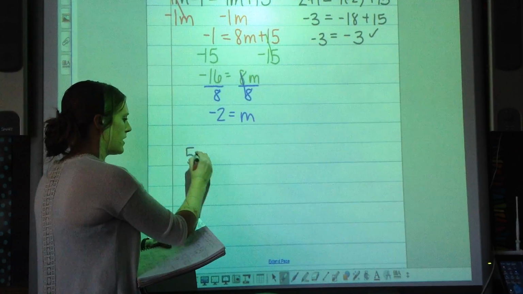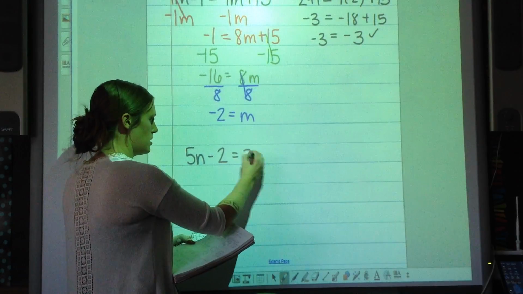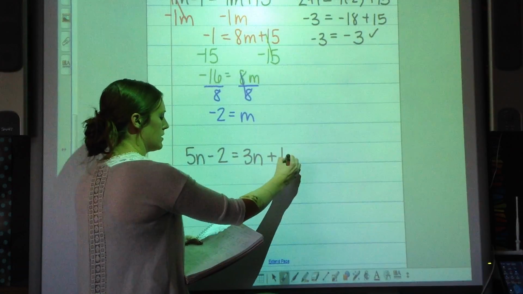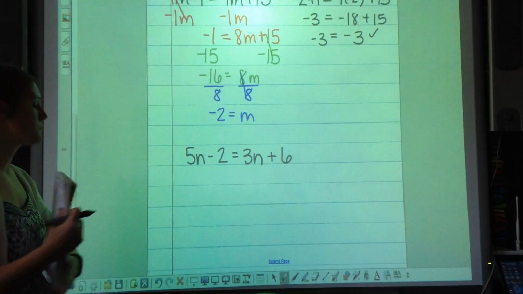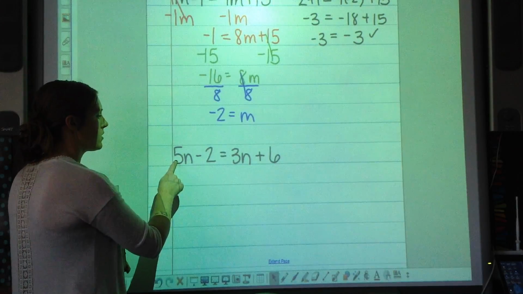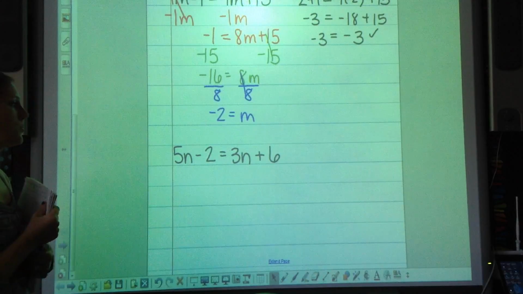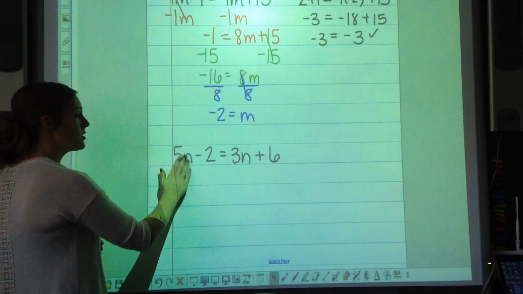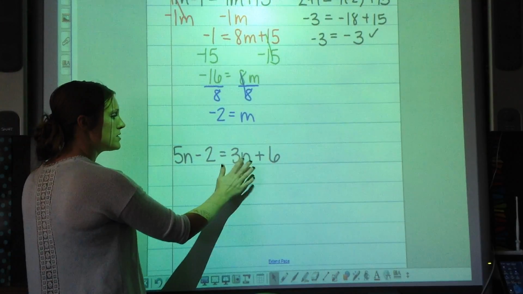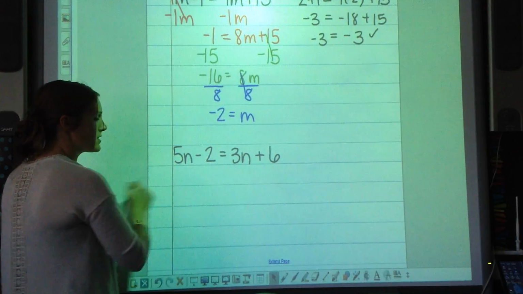Try 5n minus 2 equals 3n plus 6. Push pause and try that now. Okay. We may have to solve these different ways, so we should get the same answer. You can bring the 5n and collect them on the right side of the equal sign, or you can bring the 3n and collect it on the left side.